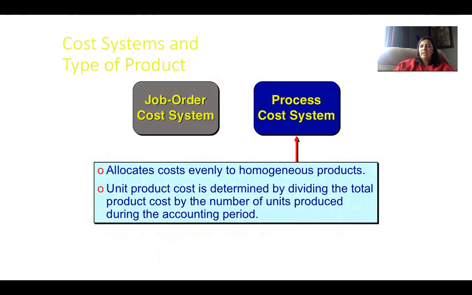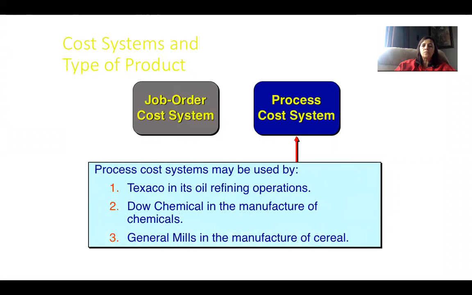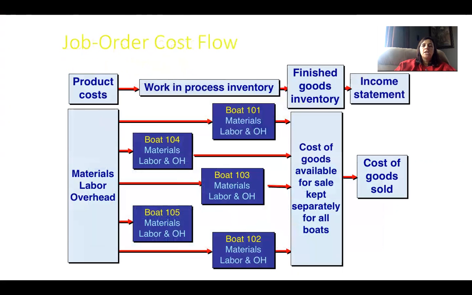Process costing is allocated evenly to homogeneous products. Unit product cost is determined by dividing the total product cost by the number of units produced during the accounting period. Some examples there are oil refining, manufacturing of chemicals or cereal or something like that. And again, I gave the example of a can of Diet Pepsi.